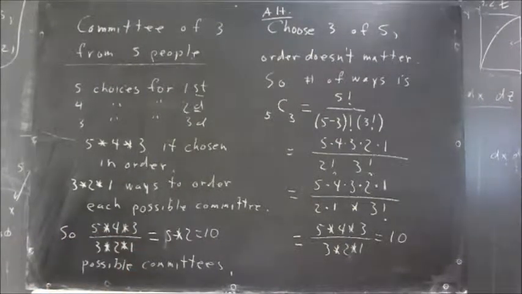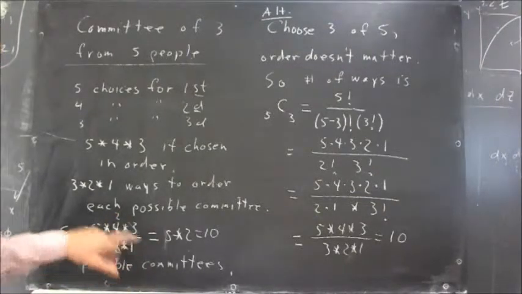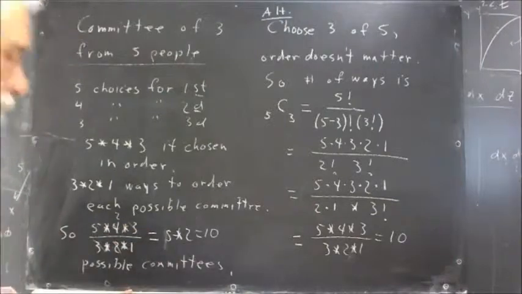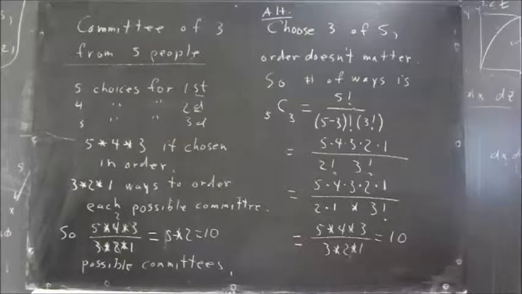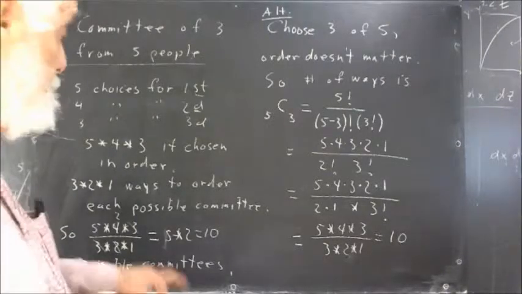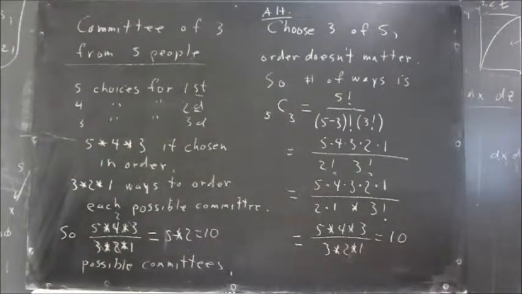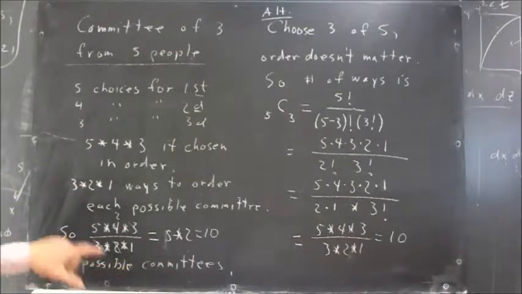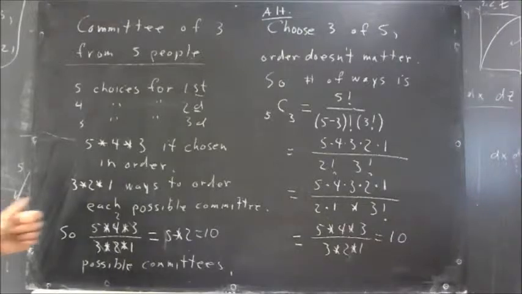The 3 divides the 3. The 2 divides the 4, leaving us 2. We end up with 5 times 2, or 10 possible committees. Now, we've already seen previously how we could do a tree diagram, a listing, etc., to come up with the same idea. But of course, a tree would come up with 60 possibilities here, and they would be grouped in 6s. Each group of 6, or 3 times 2 times 1, would constitute the same people on the same committee.